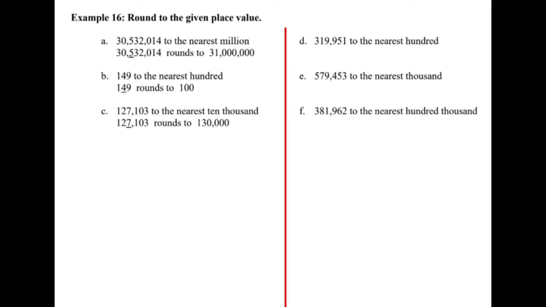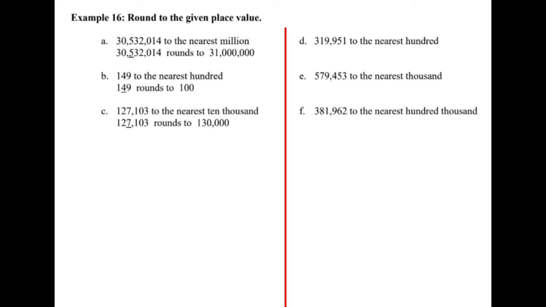Okay, B, round it to the nearest 100. So 1 is in the hundreds place. So we're looking at the 4. And since 4 is in the lower half of the numbers, it's going to round down to 100. 127,103, round it to the nearest 10,000. 2 is in your 10,000 spot, so you're going to look at the 7 to see whether it rounds up or down. 7 is in the larger group of numbers, so it's going to round the 2 up. So we round the 2 up to a 3 and add zeros afterwards.